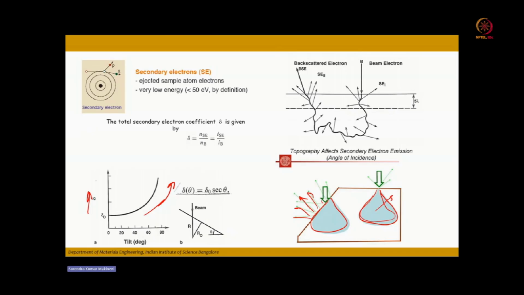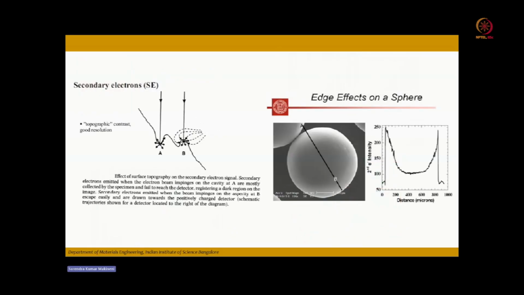Due to this issue, what will happen? You will get edge effects in the sample. You can see that this region is brighter, while the central region is relatively darker. So these are called edge effects.